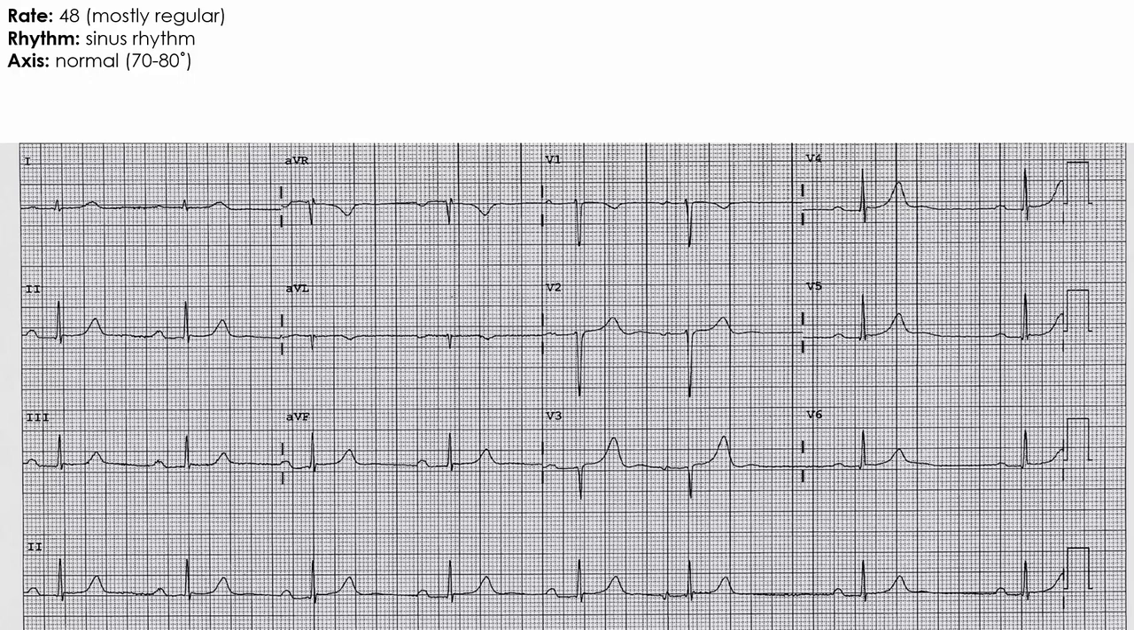The axis is normal, about 70 or 80 degrees. Okay, so lead 1 is positive, but it's very small compared to AVF. So the axis is pointing pretty close to AVF, 70 or 80 degrees.